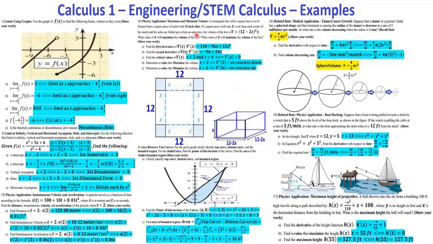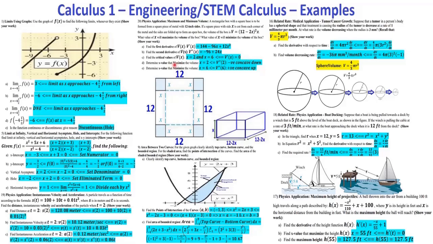So then to find the maximum volume and the minimum volume for that matter, you take the derivative. The derivative of this is 144 minus 96x plus 12x squared. So that's the first derivative. If you take the second derivative, it is minus 96 plus 24x. So if you set the first derivative equal to 0, then you will end up solving this equation. You will end up with x equals 2 and x equals 6.